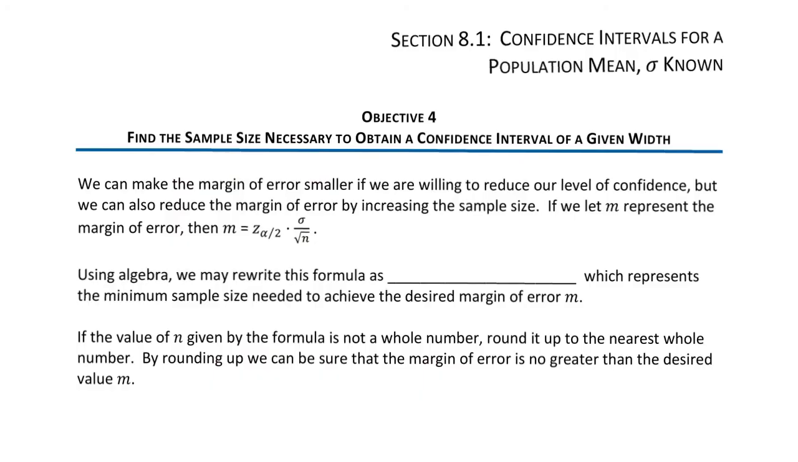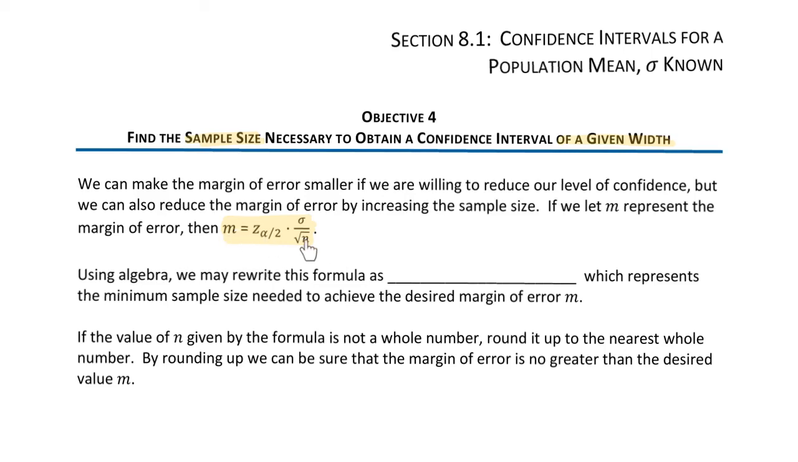Objective 4. Find the sample size necessary to obtain a confidence interval of a given width. This is the formula for the margin of error. We can make the margin of error smaller if we are willing to reduce our level of confidence. Also, if we increase the sample size, that means dividing this number by a larger number, so we'll get a smaller value. By doing that, we can reduce the margin of error. That means one way is to increase the sample size.